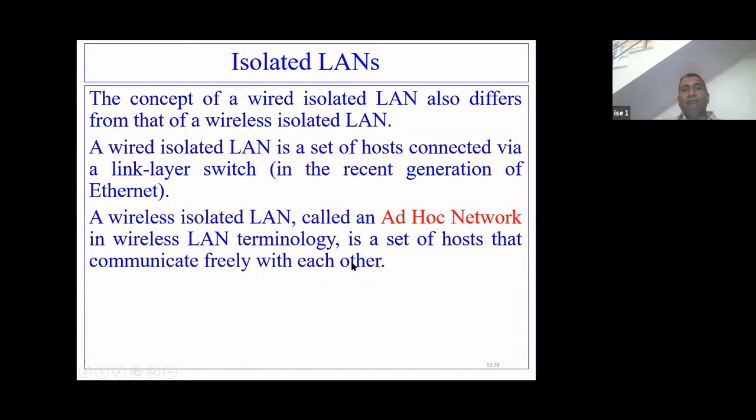So the concept of a wired isolated LAN also differs from a wireless isolated LAN. This is the third difference. A wired isolated LAN is a set of hosts connected through a link layer switch, and we have seen the various Ethernet generations, such as Fast Ethernet and Gigabit Ethernet. A wireless isolated LAN is called an ad hoc network.